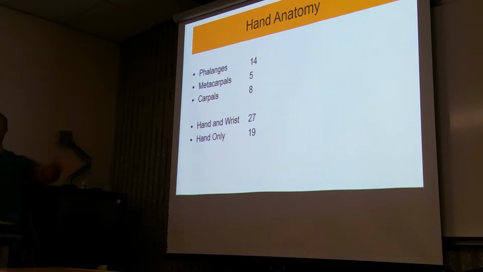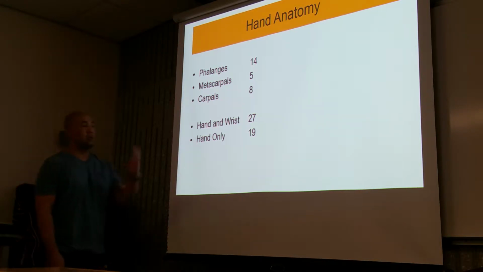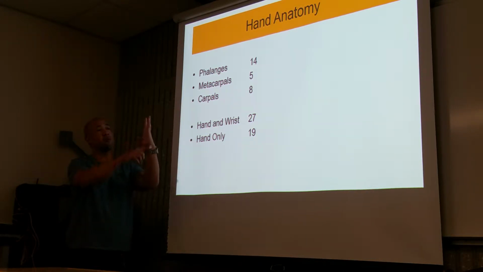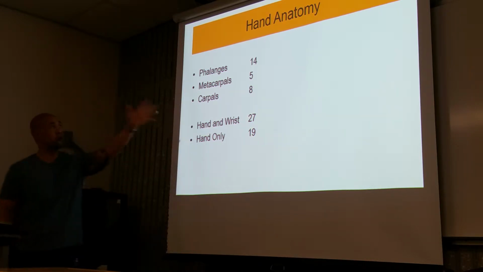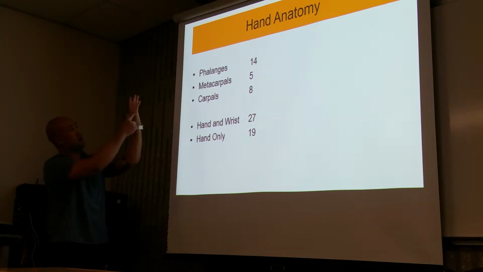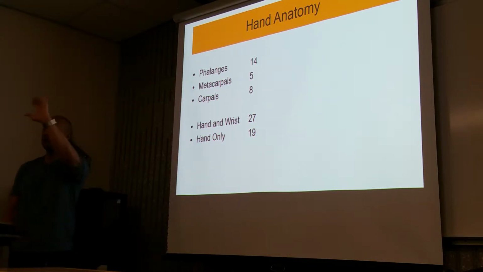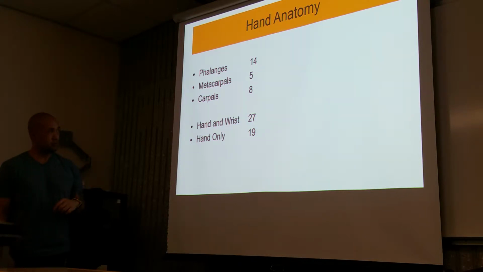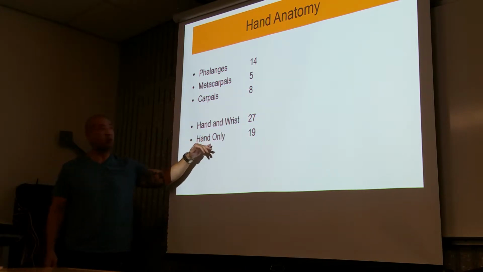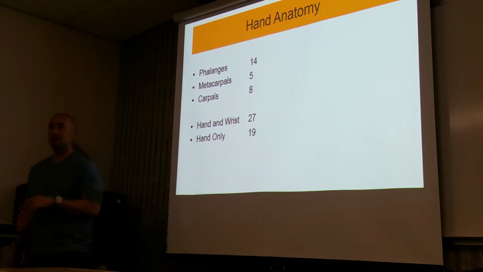All right, so here's a summary. You guys have the same handout here. So there are 14 phalanges in total. You've got 3 from digits 2 to 5, 2 on the first for a total of 14, 5 metacarpals, that's the palm of your hand, and then 8 carpal bones on your wrist. The total for the hand and the wrist is a total of 27. For just the hands only, minus the carpal bones, is 19.